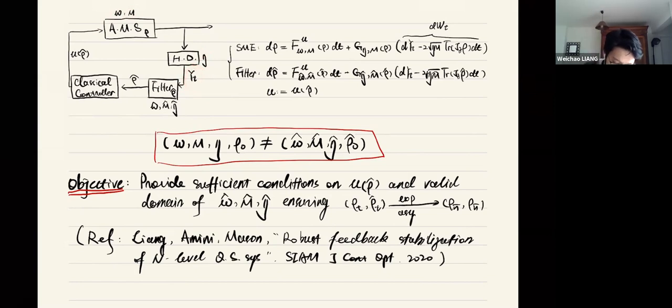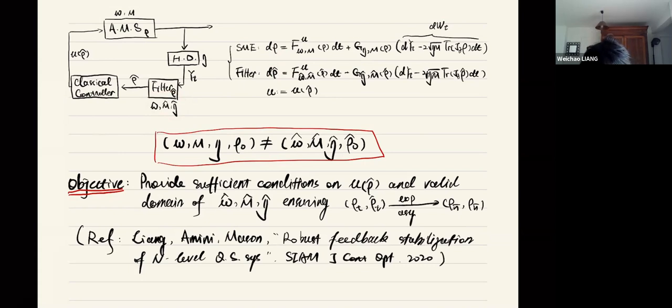Here we suppose we don't know the exact values of the parameters omega, m, and eta, and we don't know the initial state, which means we can only obtain an estimation of the actual state, denoted by rho hat. But rho hat t may not be equal to rho t almost surely. So in order to describe the time evolution of the system, we write these two equations, and we call them the coupled system. Rho describes the actual state of the quantum system, and rho hat is the estimated state. Then we also have three estimated parameters: omega hat, m hat, and eta hat.